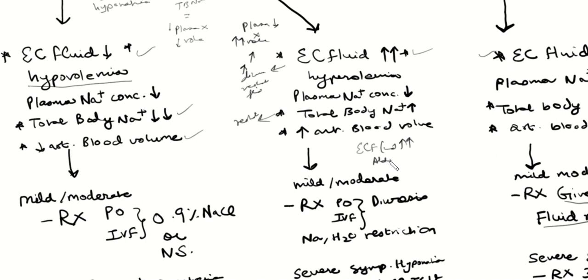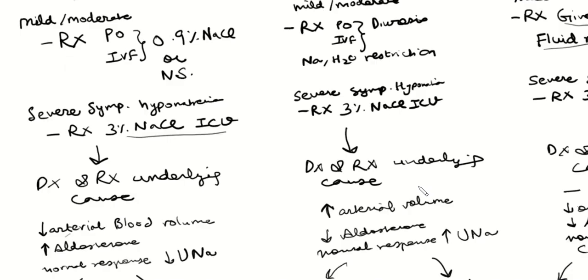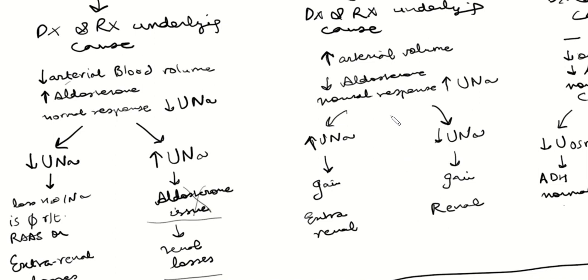Aldosterone is going to go down so that it can get rid of sodium and water, which means urine sodium is going to be high. Let's take a look. That is correct. Urine sodium is again what you're going to check.